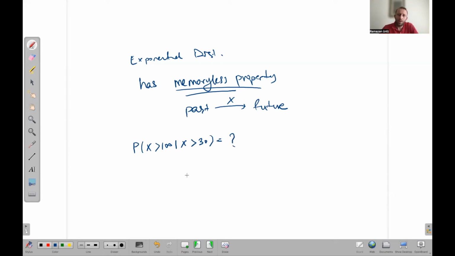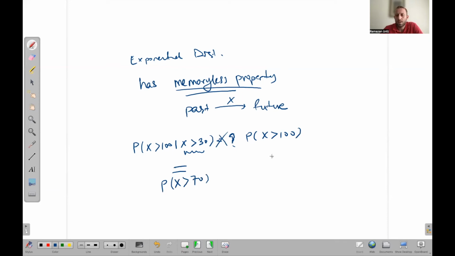pause the video and think about this question. We know that this part, the conditioning event, has no effect for the total probability, right? So does that mean I can ignore this part and directly write that this is equal to the probability of x greater than 100, because that has no effect? No, that is not true. This is actually equal to the probability of x greater than 70, the remaining. But how?